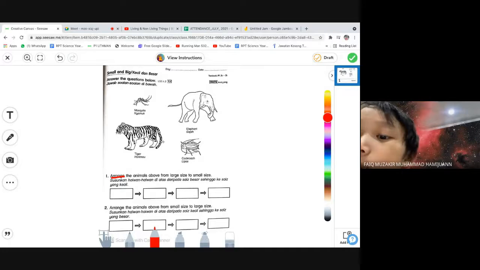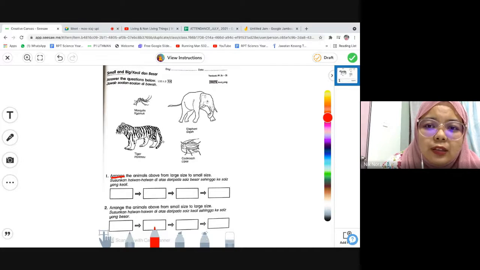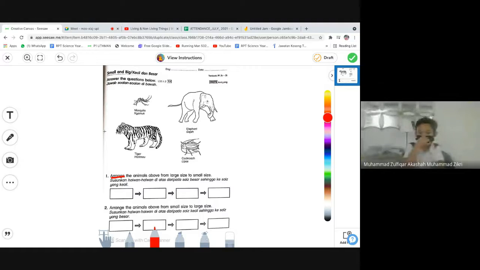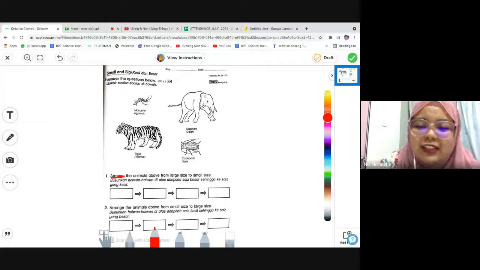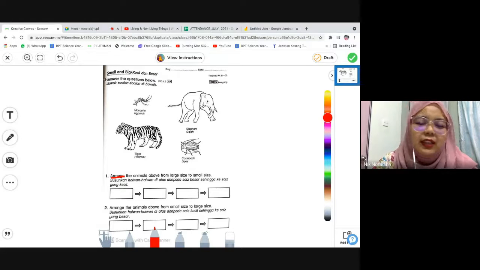I'm done playing word wall, teacher. Ah, you're done playing word wall? Teacher, we need to, yes. Okay, all right. Can teacher answer one by one? Because it's impossible for teacher to answer 5 questions all at once. Teacher will answer one by one, okay?